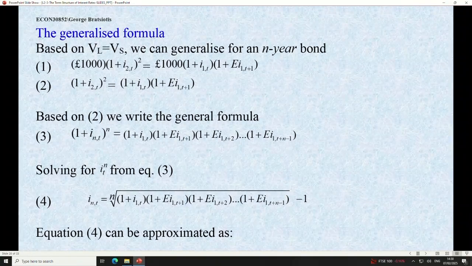Therefore, I can use this now to build up a formula. If I do this, I'm putting my 2-year investment here. I'm putting my 1 year plus 1 year in the next period here. I can get rid of the sum. It doesn't matter whether you've got 1,000 or 100,000, so I can get rid of that as a common factor. And I'm left with this. And then, based on equation 2, we can write the general formula, because equation 2 is only for 2 periods. Now imagine that you extend this to n periods.